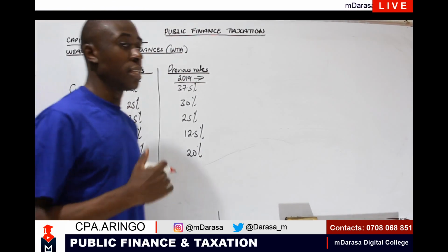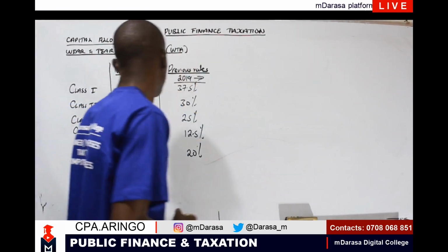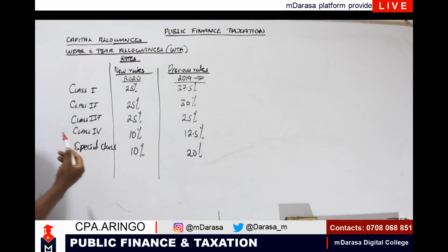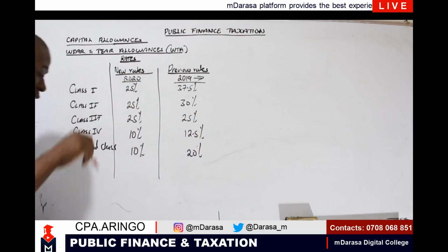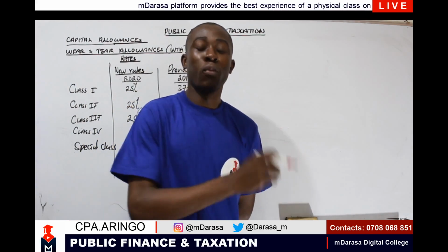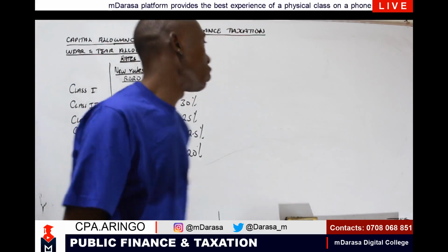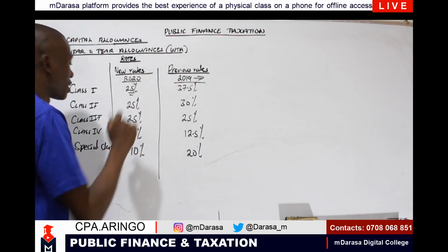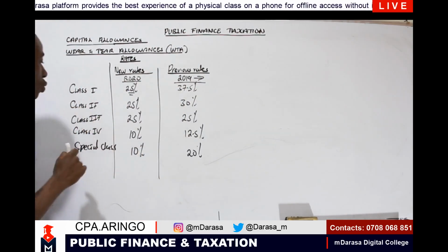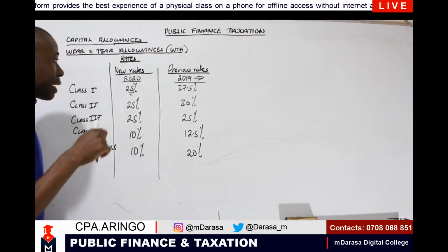In 2019, going backwards, capital allowance in relation to WTA class 1, we had 37.5%. The new rate currently, and of course the one that you're going to use when you'll be doing your exams in 2021 going forward, unless they change it again, is 25%. Class 2, I'll be talking of 25% currently.